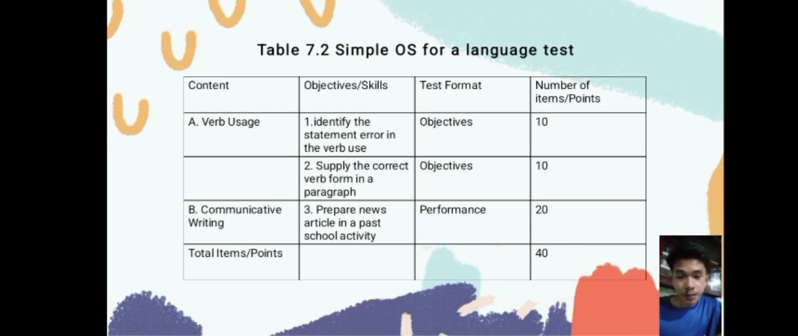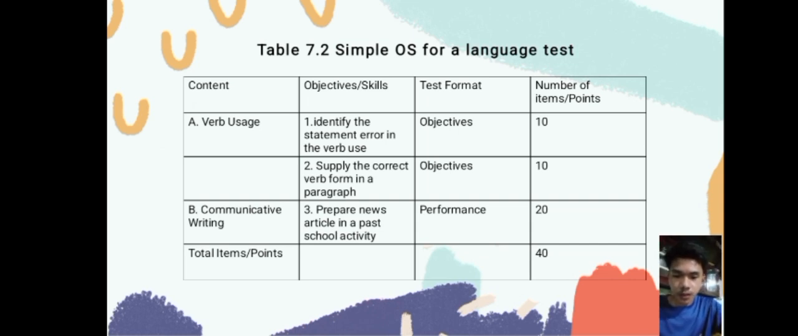Under verb usage, there are two outcomes or skills that you measure in the assessment. These are identifying the statement with errors in a verb and supplying the correct form in a paragraph. Then the third one is to prepare a news article reporting a past school activity, which is under communicative writing.